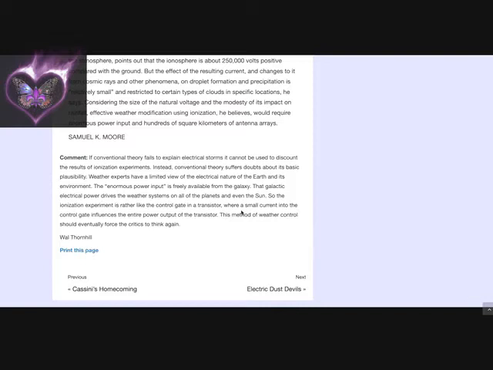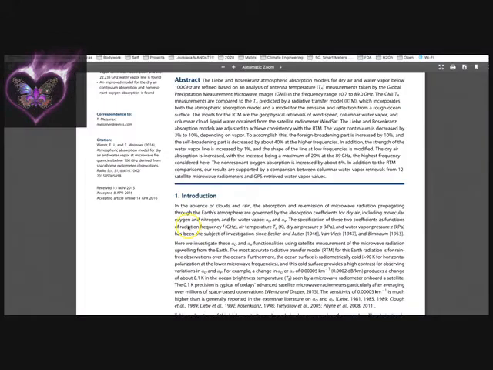So the ionization experiment is rather like the control gate in a transistor, where a small current into the control gate influences the entire power output of the transistor. This method of weather control should eventually force the critics to think again. Whoa. And you know, superheating using Doppler ionizes. Looks like it might be important.